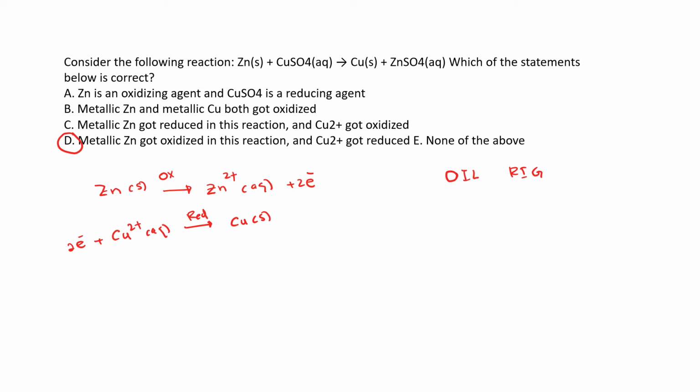And let's think about the copper 2+. Here, copper sulfate in aqueous solution exists as copper 2+ and sulfate ions. So copper 2+ on this side gives off copper metal. So that means it gained electrons. That means a reduction. Copper 2+ got reduced. So your answer would be D.